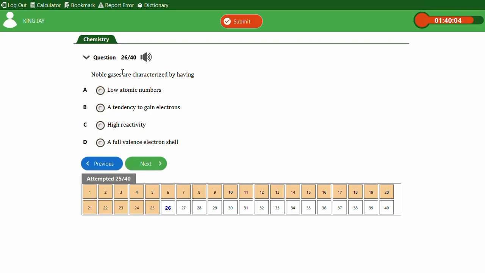Question 26. Noble gases are characterized by having A. Low atomic number, no. B. A tendency to gain electrons, no. C. High reactivity? No. D. A full valence electron shell? Yeah. Noble gases have a full electron shell, which has 8 electrons in it.